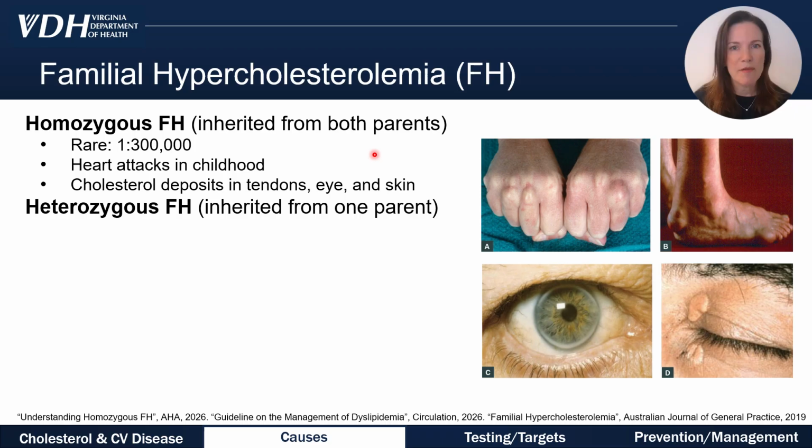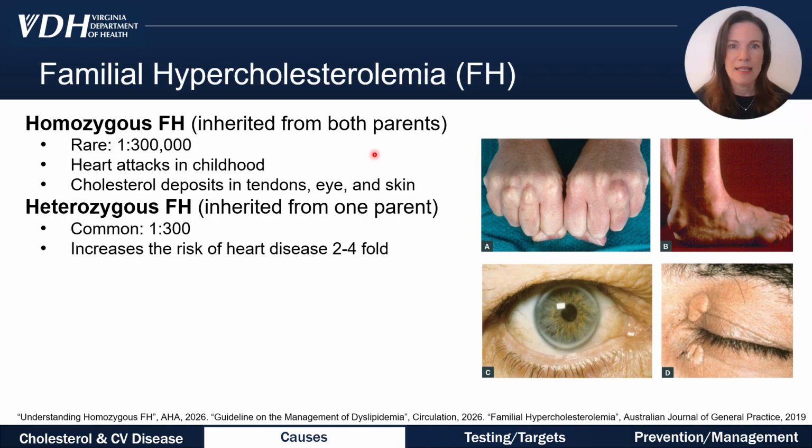The more common form is something called heterozygous FH. In this situation, it's only inherited from one parent. It's much more common. It occurs in around 1 out of 300 people, and it does not increase the cardiovascular risk as dramatically as the homozygous form, but it does increase it by 2 to 4-fold over the course of someone's lifetime. And if we just look at young adults, it increases it more dramatically by around 17-fold.